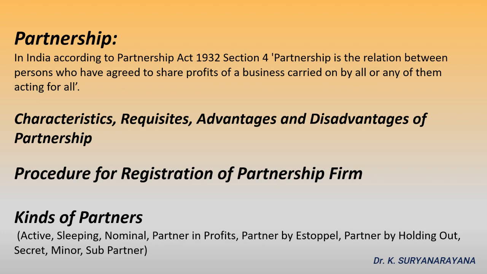Characteristics of a partnership. In partnership, minimum two persons are required, and the persons should have completed 18 years of age and they should have sound mind. The agreement of a partnership can be in written form or oral form. Profits on business are shared by all the partners according to the agreed ratio which is mentioned in the partnership deed.